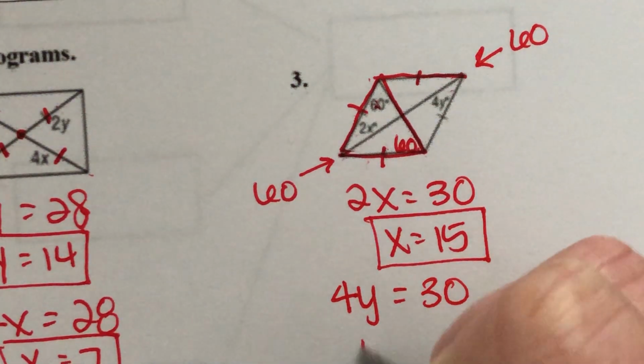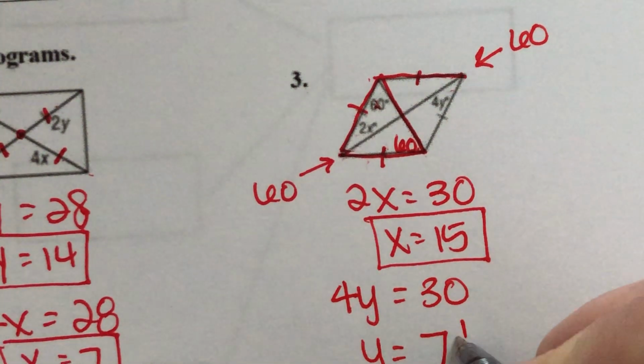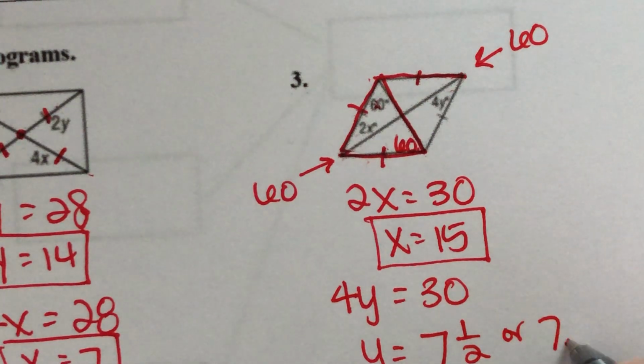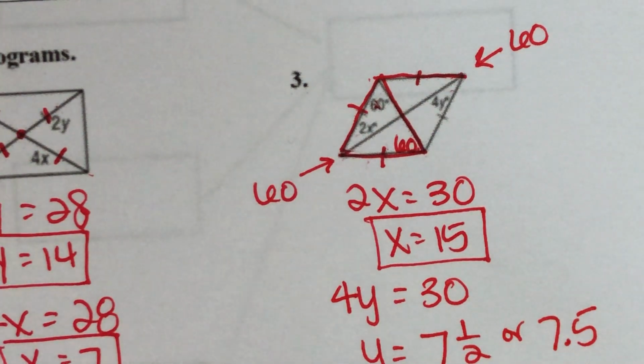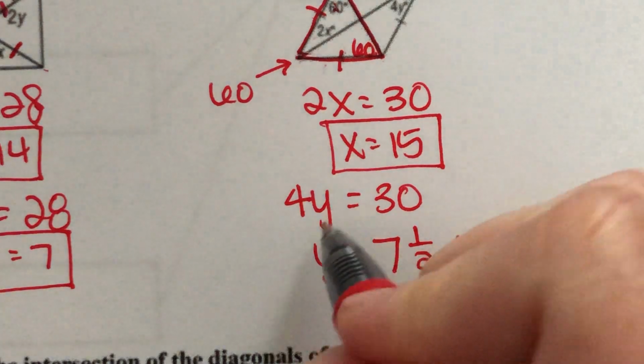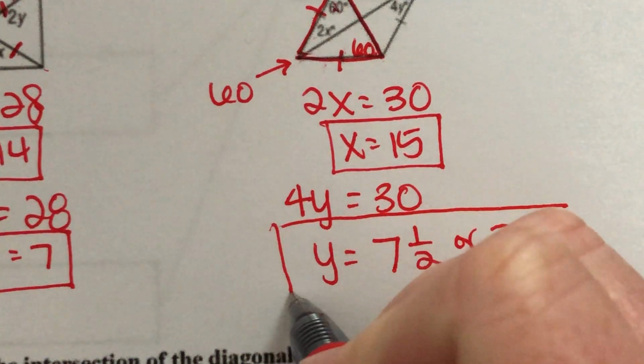Divide both sides by 4. Y equals 7.5. You could write 7.5 or 7 and 1/2. Okay, so those are our answers. If you have questions on any of those, let me know.